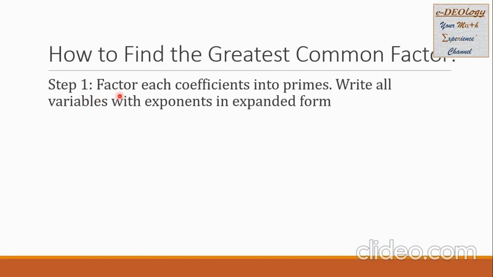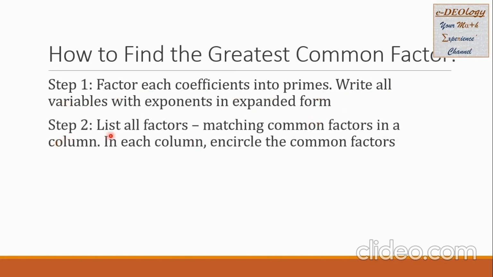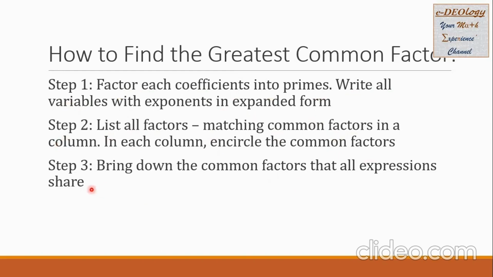Step 1. Factor each coefficient into primes. Write all variables with exponents in expanded form. Step 2. List all factors matching common factors in a column. In each column, encircle the common factors. Step 3. Bring down the common factors that all expressions share. Step 4. Multiply the factors.